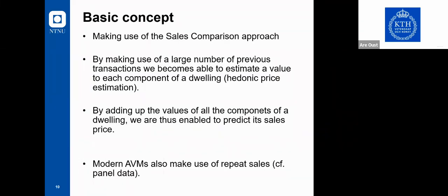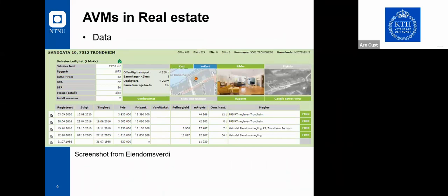So here is the basic concept. AVMs make use of the same comparison approach for pricing. By having huge data sets of previous transactions, we are able to estimate the value of each component of a dwelling. That is element pricing, for those of you who know that. And by adding up all these pieces, we are able to predict sales prices. And modern AVMs also make use of repeat sales, so this panel structure.